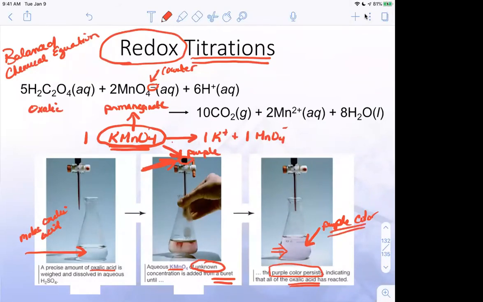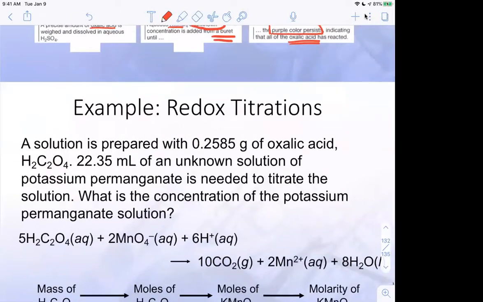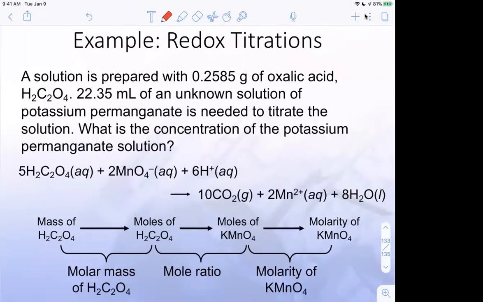So I can use this light purple color that is persisting here as an endpoint to this type of reaction, and then I can use stoichiometry to figure out the concentration of my unknown potassium permanganate. So let's do an example. Let's say I have a solution and it's got 0.2585 grams of oxalic acid. And I know that I have 22.35 mL of my potassium permanganate solution. This was actually delivered from the burette to get that purple endpoint.